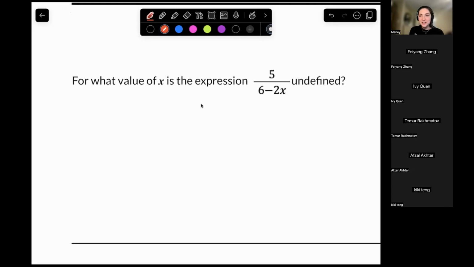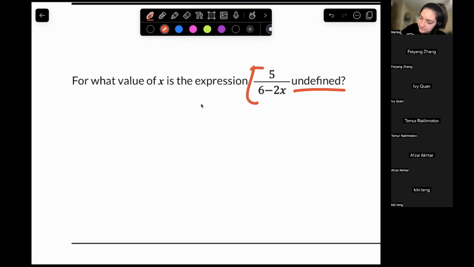Yep, a lot of people are saying it in the chat box. A function will be undefined if we have 0 as our denominator. So in no circumstance do we want 0 to be our denominator when we're looking at any type of function that looks like this.